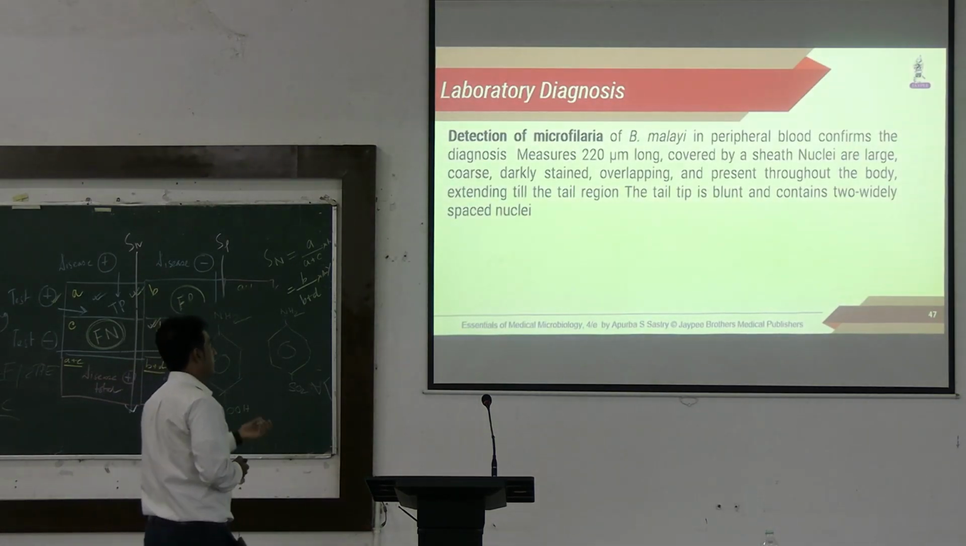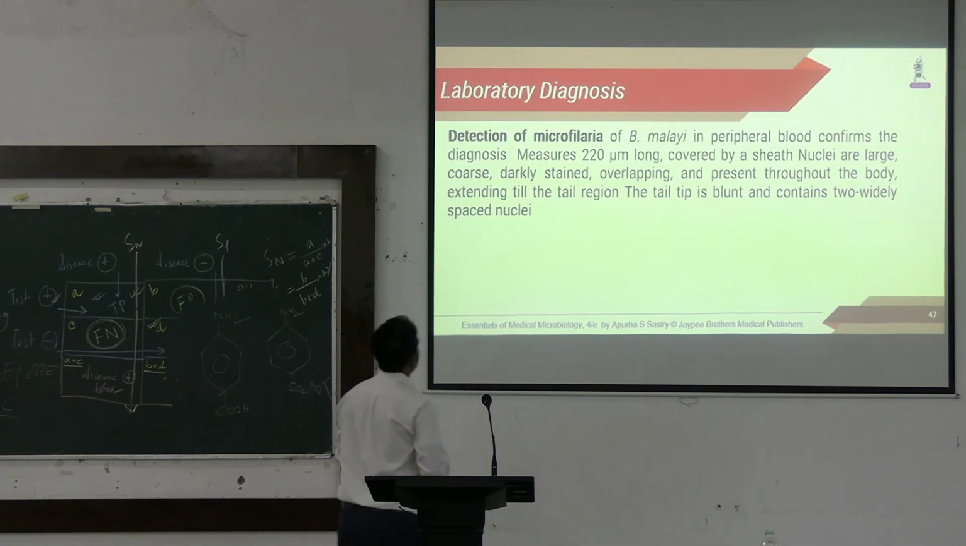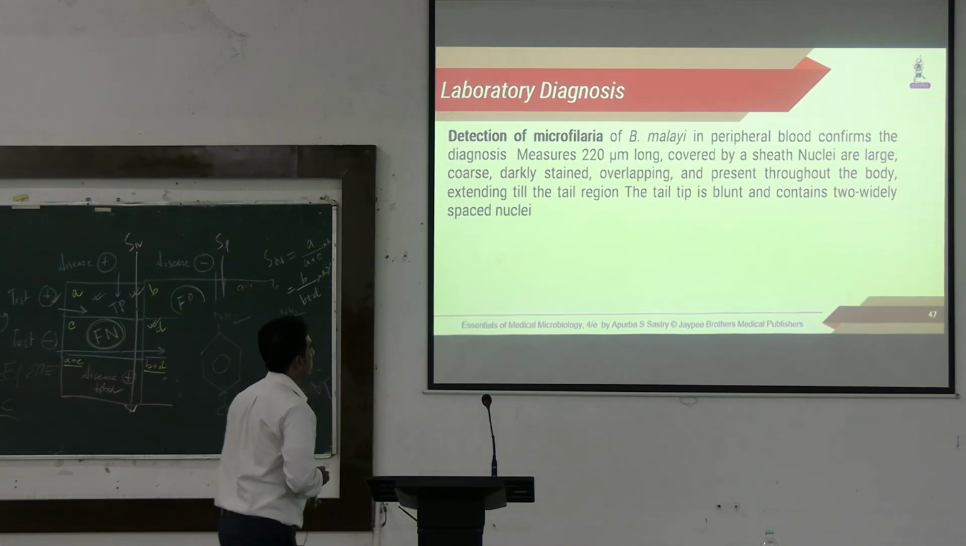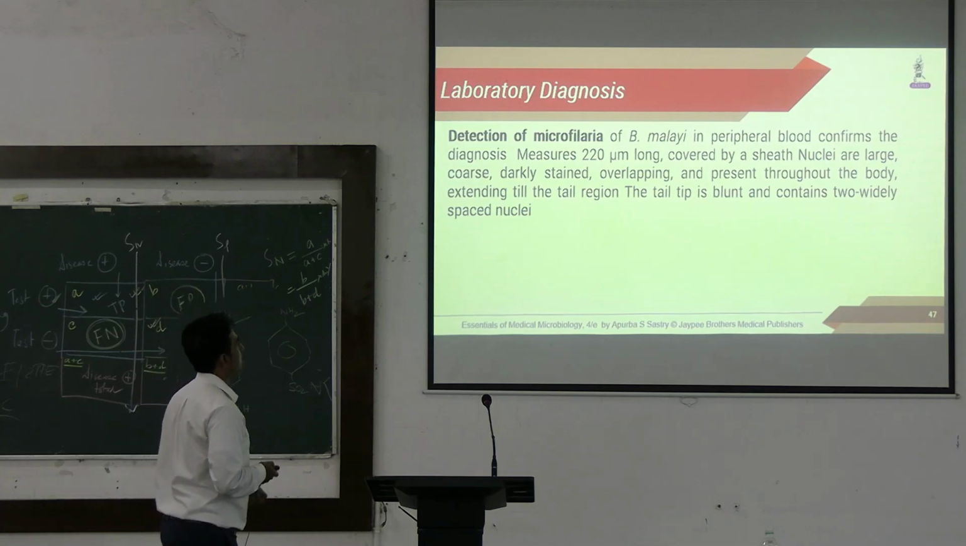Detection is done by detection of the microfilariae in the peripheral blood. This measures 220 microns long, covered by a sheath, with nuclei that are large, overlapping and present throughout the body.